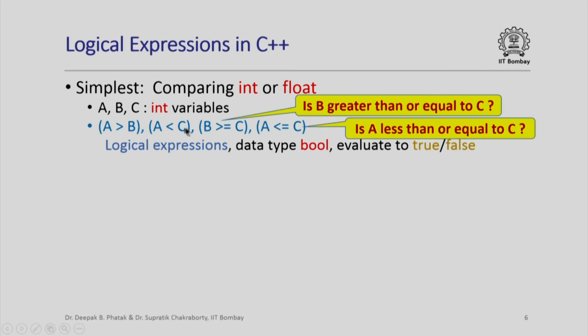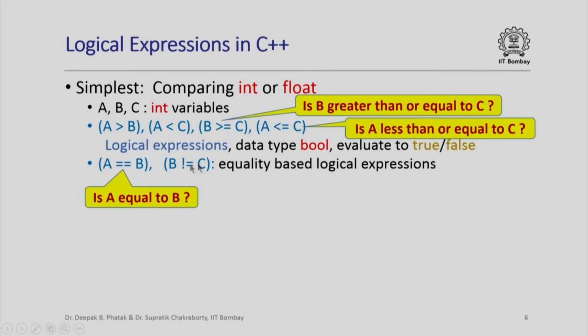So as I said, all of these are logical expressions, they have data type bool, and given integer values of a and b, each of these expressions evaluates to either true or false. If the value of a is greater than the value of b, a greater than b evaluates to true, otherwise it evaluates to false. Similarly for the other comparison operators. We also have equality based logical comparisons. This is trying to check if a and b are equal, this is trying to check if the values of b and c are not equal.